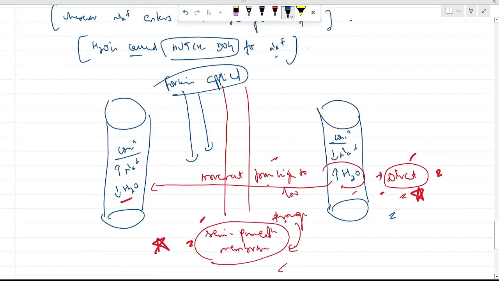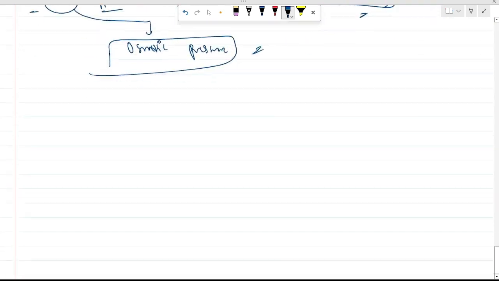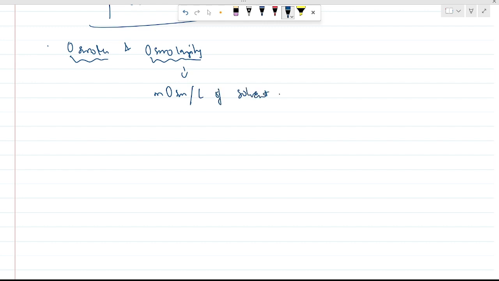So we have seen this sodium is osmotically active. Why? It drags water. This water is known as the hutch dog for sodium. Now I am going to see some terms such as osmoles and osmolarity. Osmolarity is milliosmoles per liter of solvent.